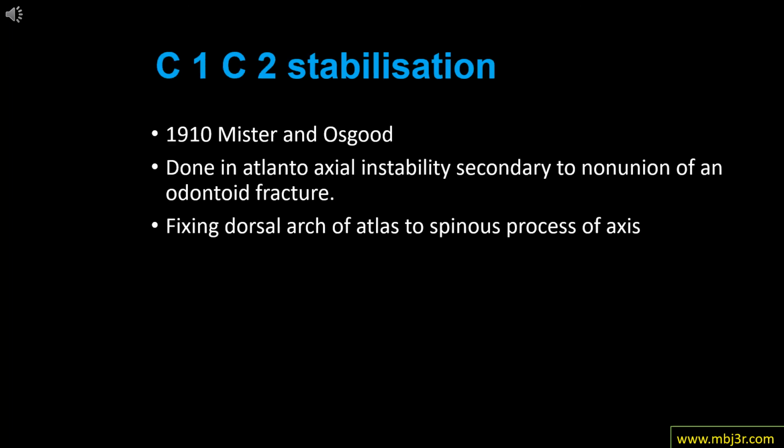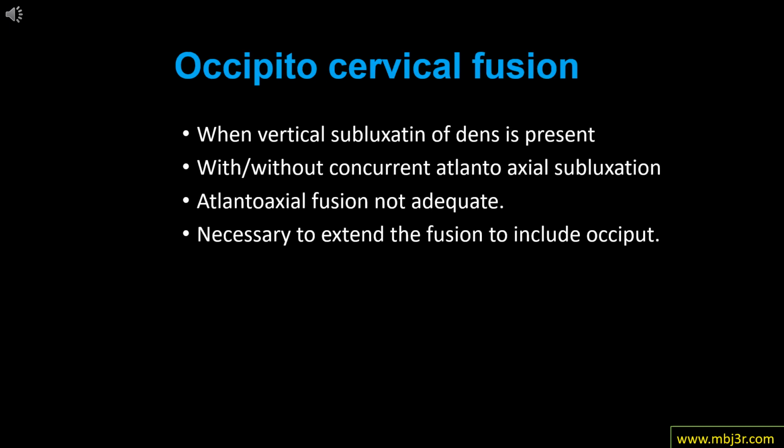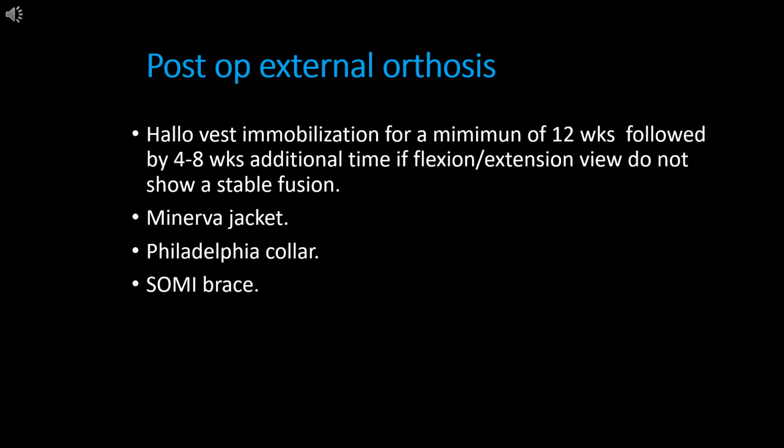C1 C2 stabilization is done in atlantoaxial instability secondary to non-union of an odontoid fracture. Occipitocervical fusion is done when vertical subluxation of the dens is present with or without concurrent atlantoaxial subluxation, or when atlantoaxial fusion is not adequate or it is necessary to extend the fusion to include the occiput. Post-operative external orthosis: halo vest immobilization for a minimum of 12 weeks, followed by 4 to 8 weeks of additional time if flexion extension views don't show stable fusion. You have to immobilize in a Minerva jacket, Philadelphia collar or SOMI brace.